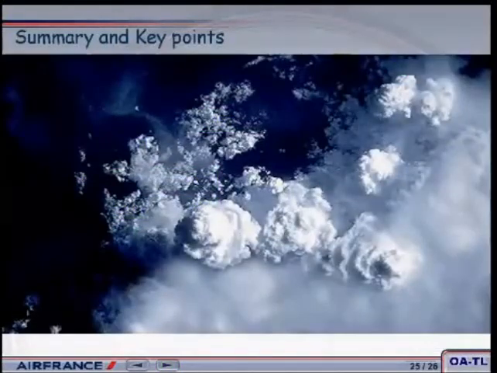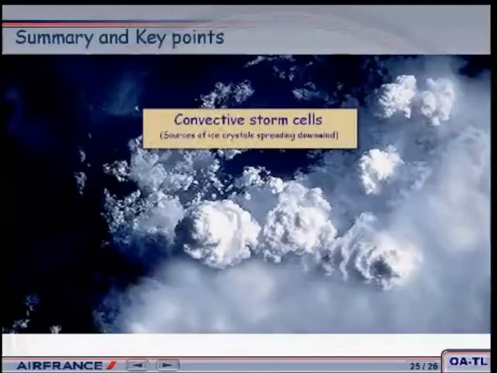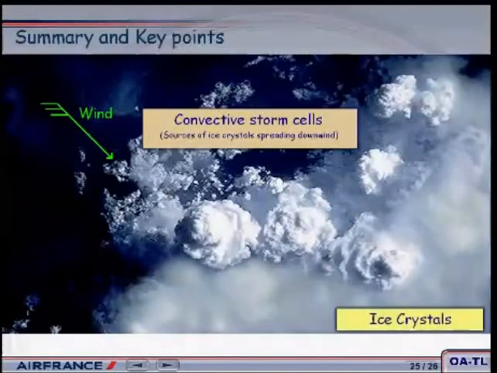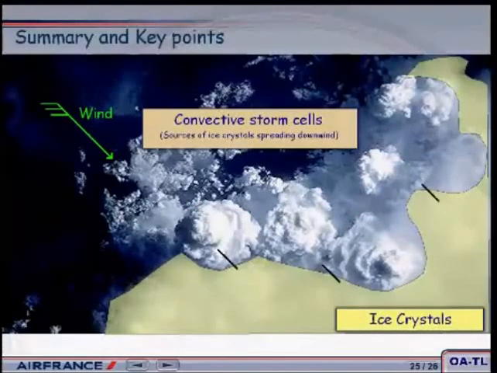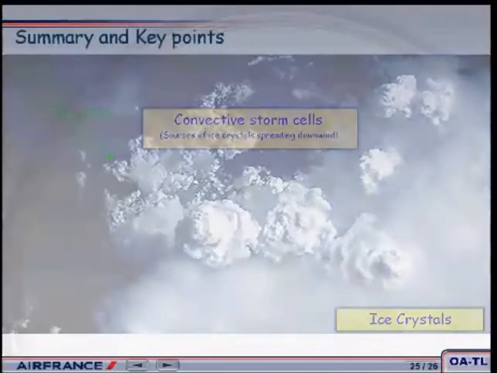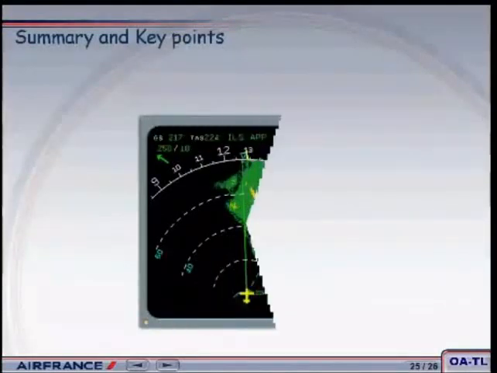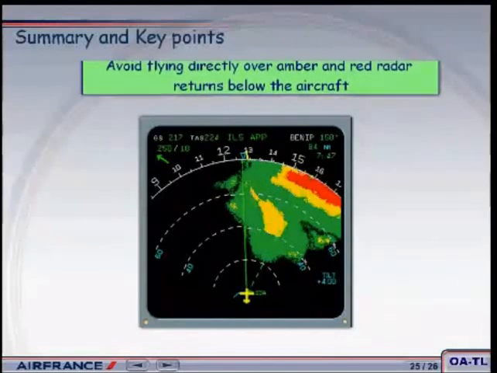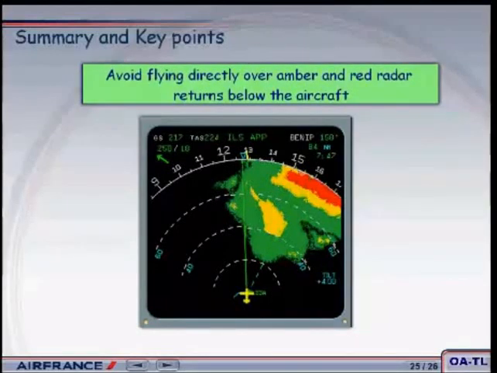If flying in these conditions, the flight crew must pay attention to the airplane's position relative to the convective cloud. Note the wind direction and the likelihood that ice crystals formed by the convective updrafts may be dispersed downwind of the updraft. Avoid flying directly over the convective cloud. Use the radar tilt function to scan the cloud below the airplane. Where possible, avoid flying directly over amber and red weather radar returns below the aircraft, even when there are no returns at your flight level.